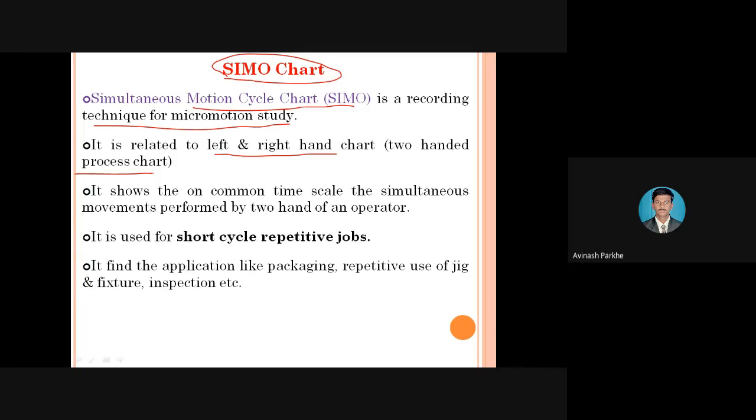That means a separate chart is there for the left hand, a separate chart is there for the right hand, and both the movements are represented by using different charts. That concept is called a two-handed process chart.